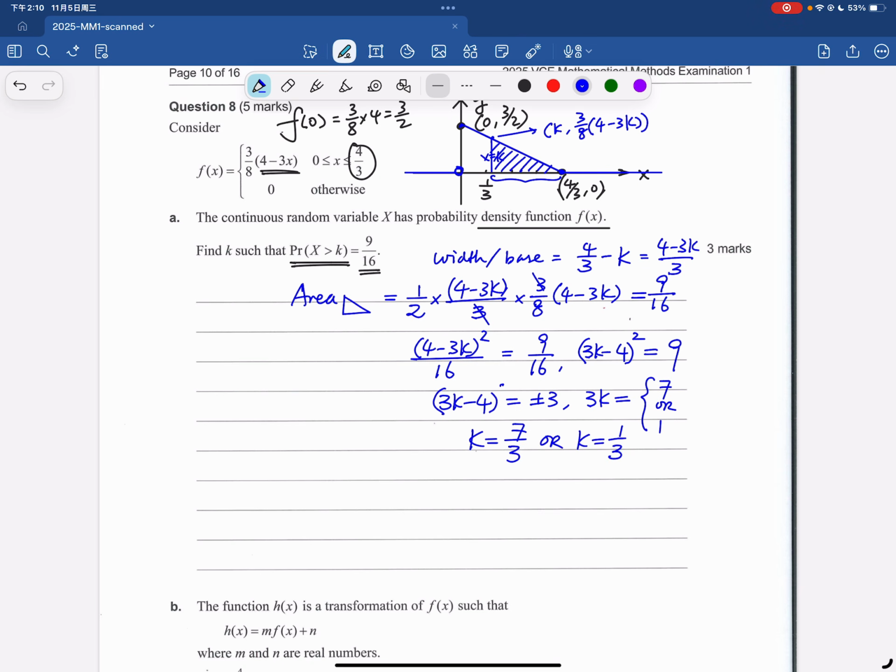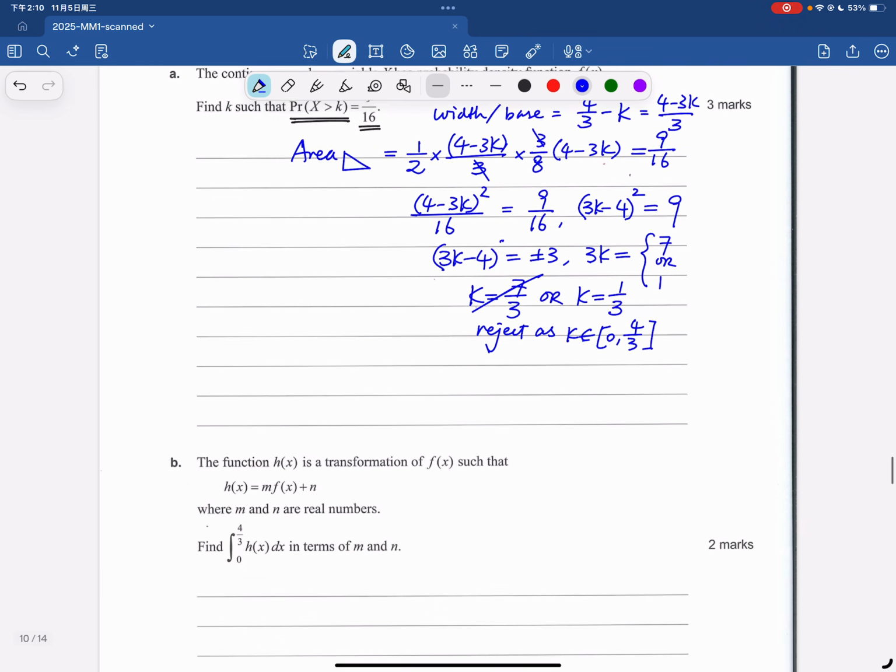But remember, k is a particular x value. We must reject this one, as k belongs to 0 to 4 over 3. Obviously, 7 over 3 exceeds this.